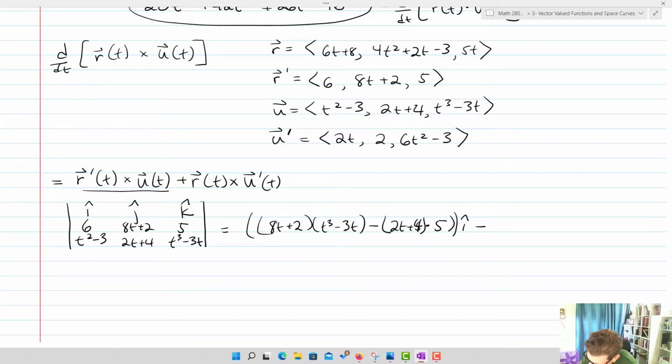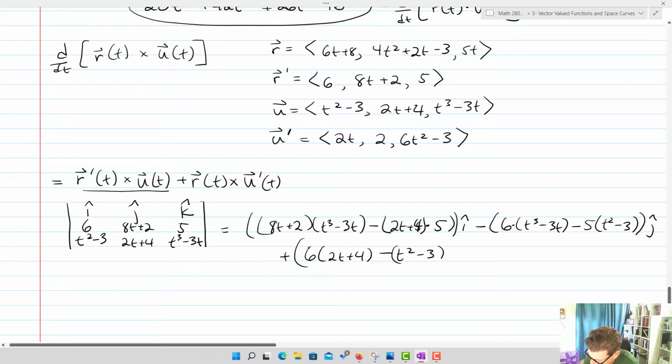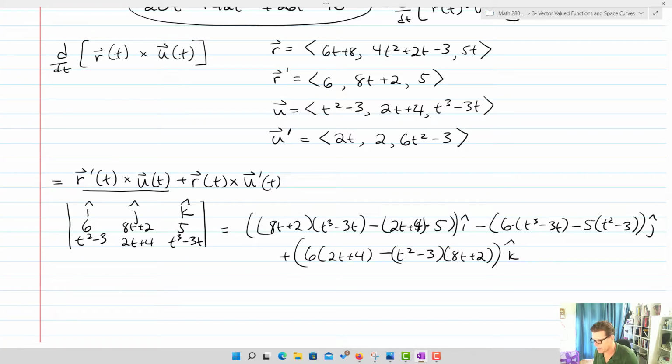I minus 6 times t cubed minus 3t minus 5 times t squared minus 3 j plus 6 times 2t plus 4 minus t squared minus 3 times 8t plus 2. So that would end up being the cross product for r prime of t cross u of t.